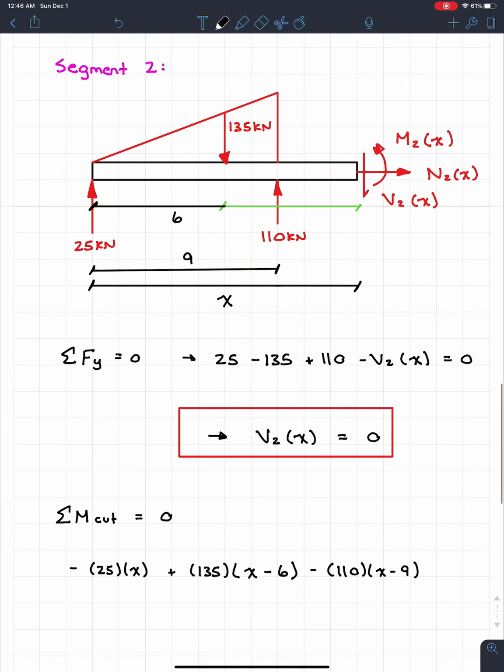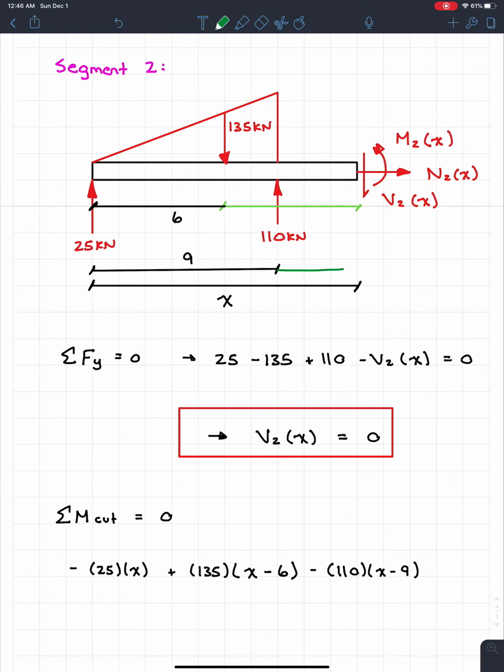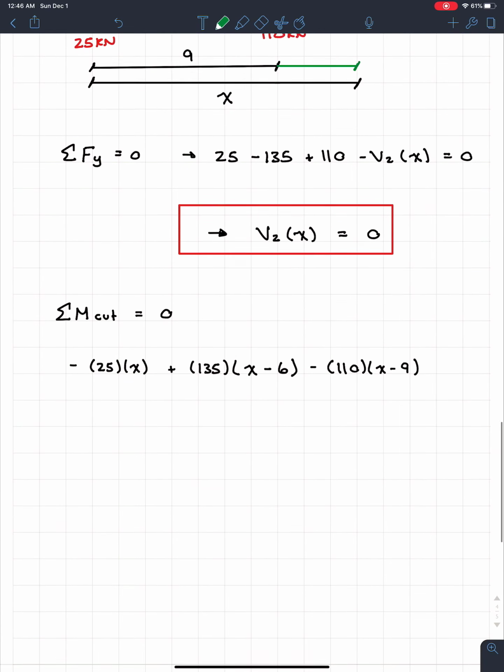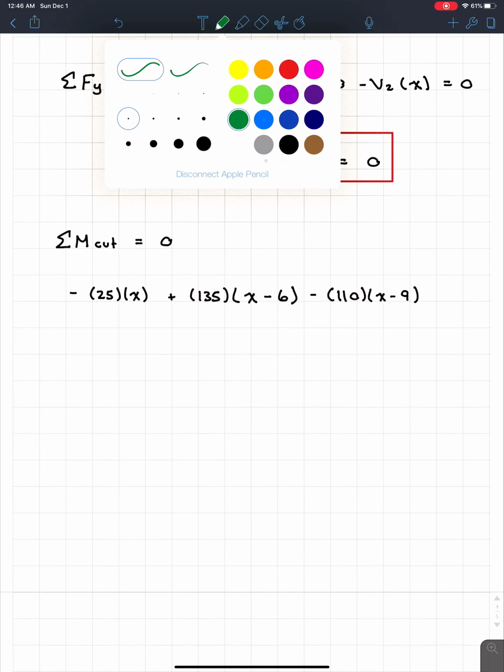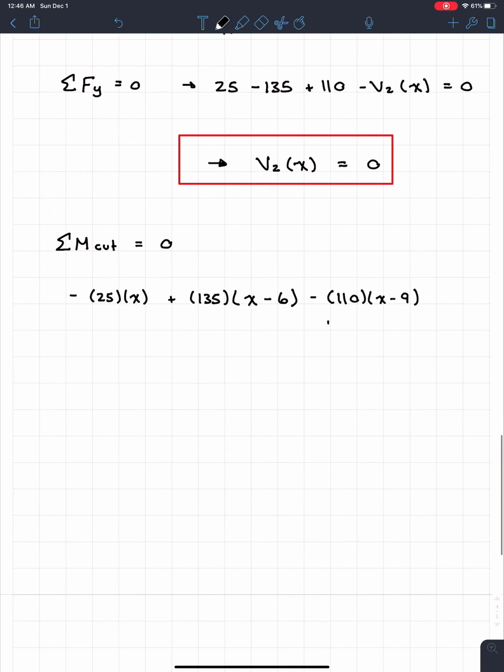So again, to show you guys, I'll go dark green. We're looking for this distance here. So now we know that the complete distance is x, and then the smaller distance is 9. We can subtract them to get the distance, which is x minus 9. Really messy. And finally, at the end of the beam, we got plus M2 of x equal to 0. So we can solve for this and have a single equation in terms of x and a constant.